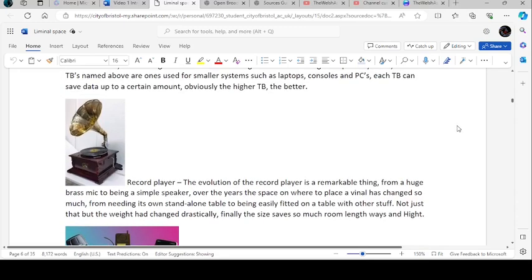A record player. The evolution of the record player is a remarkable thing. From a huge brass horn to being a small speaker, over the years the space on where to place a vinyl has changed so much, from needing its own standalone table to being easily fitted on a table with other stuff. Finally, the size saves so much room, lengthways and height.